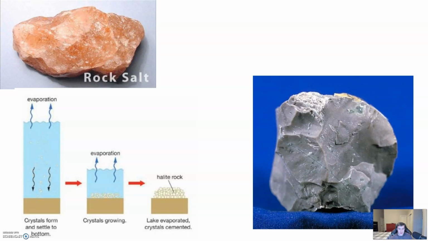Another example of a chemical sedimentary rock is chert. That's made from silicon dioxide crystals that grow inside the softer sediments that would form limestone. So it's kind of a mixture between a bioclastic and a chemical sedimentary rock, but it is classified as a chemical sedimentary rock, which is pretty interesting.